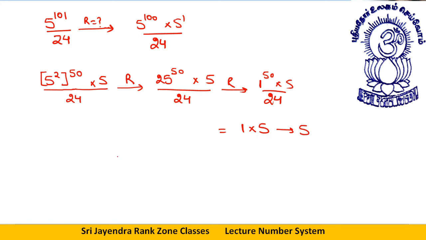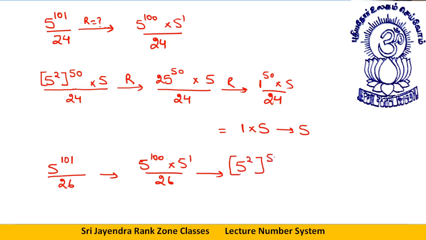This is the thing which I wanted to explain to you. Let's take another example, dear students. 5 raised to the power 101 divided by 26. Now what will be the remainder? Look, I will again do the same thing. I will write 5 raised to power 100 into 5 raised to power 1 divided by 26. Again 5 square, 5 squared to the power 50, divided by 26 into 5 raised to the power 1. 5 square is 25.